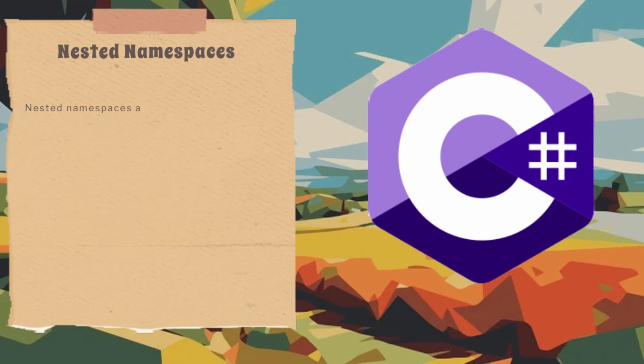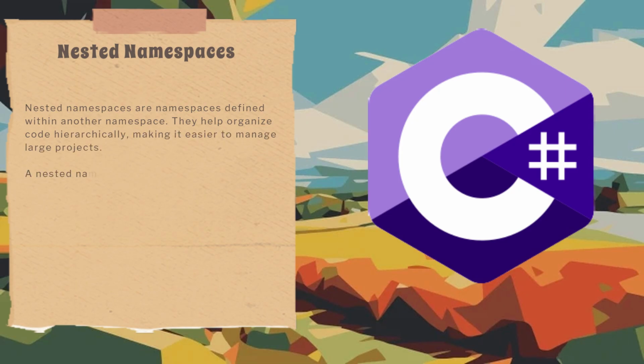Nested namespaces are namespaces defined within another namespace. They help organize code hierarchically, making it easier to manage large projects. A nested namespace is declared inside a parent namespace and can contain classes, interfaces, enums, and other types.